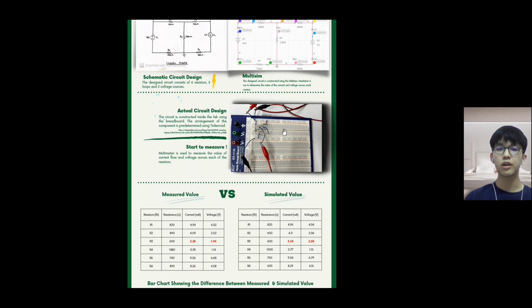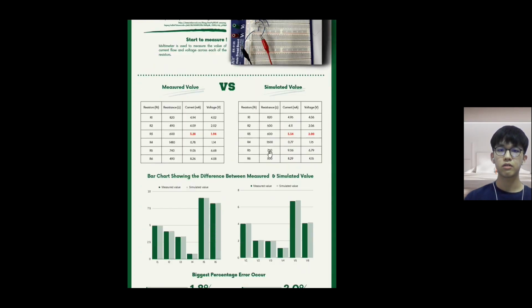After constructing the circuit, now we can finally start to measure the value of the current flow and also the voltage across each resistor, and we use a multimeter to measure the values of them. And the data collected is tabulated into the table for further data analysis. So now we can see the tables below.